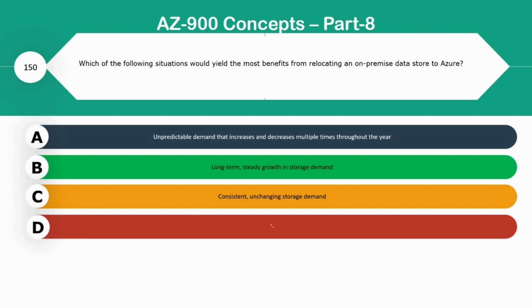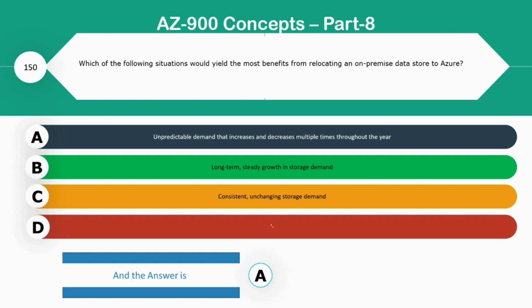Here, for consistent unchanging storage demand, we need not go to the cloud, and so it is not the right answer. Long-term steady growth in storage demand, that we cannot say at any given point in time. So with that, the first option A is left out, and that is the right answer for this question. That is, all unpredictable demand over a period of time shall be handled using Azure features like agility, scalability, and elasticity, which are the best features of cloud. And so the right answer for this question is option A.